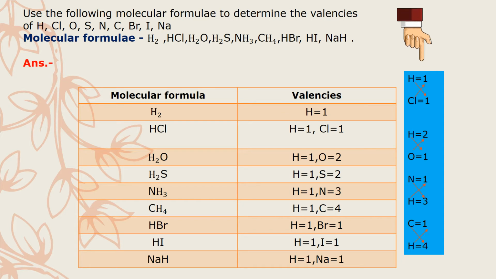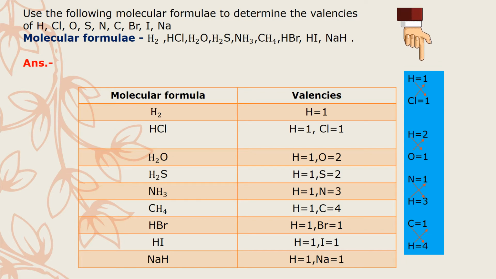Now next is HBr, that is hydrogen bromide. In hydrogen bromide, there is 1 hydrogen and 1 bromine atom, and due to that both valencies will be 1. In hydrogen iodide also, the number of hydrogen and iodine atoms is 1, so after cross multiplying their valencies will be 1 only. Now next is sodium hydride, that is NaH. The number of sodium atoms and hydrogen atoms in NaH is also 1, and due to that their valency will be 1 only.